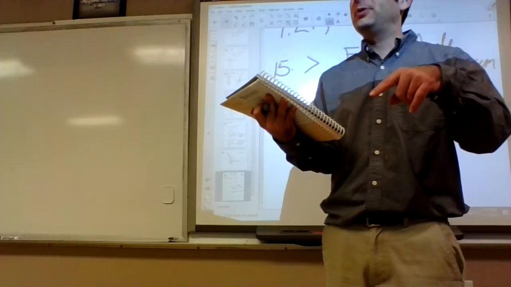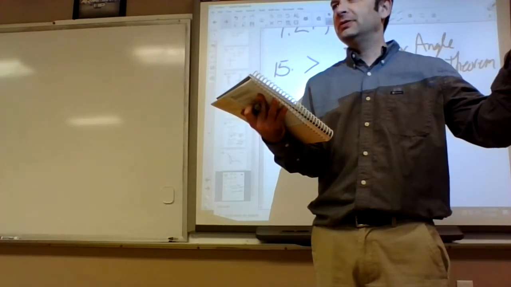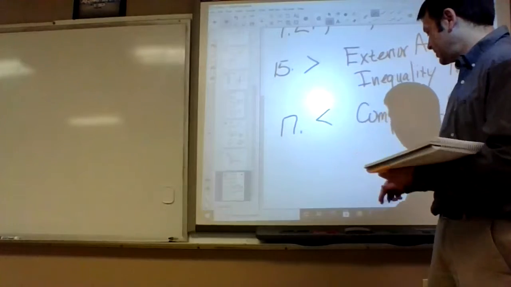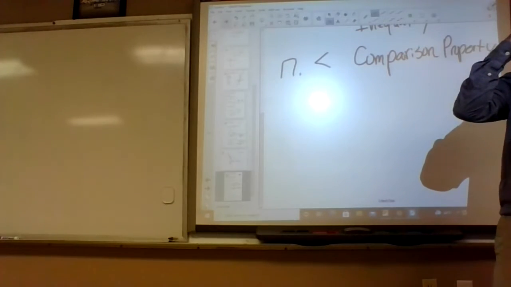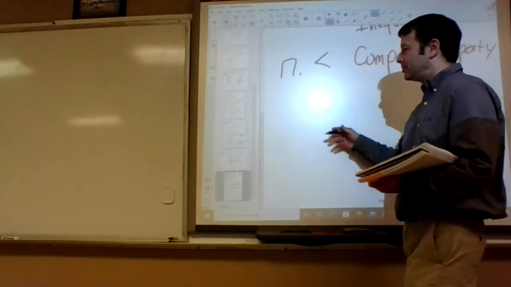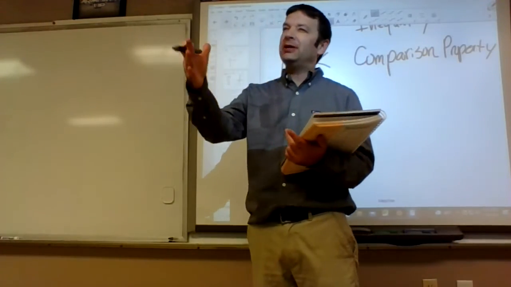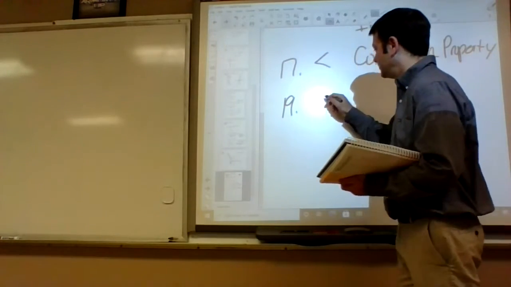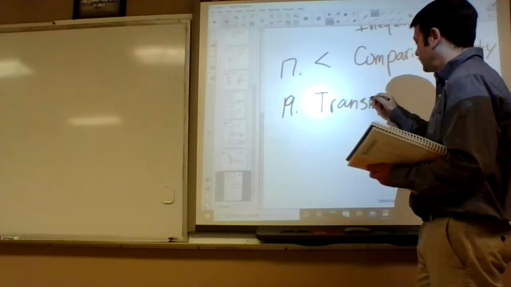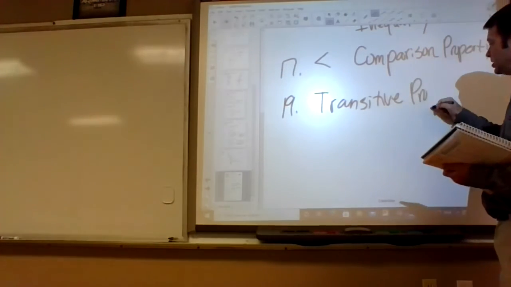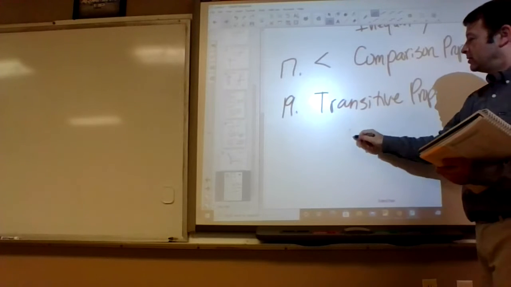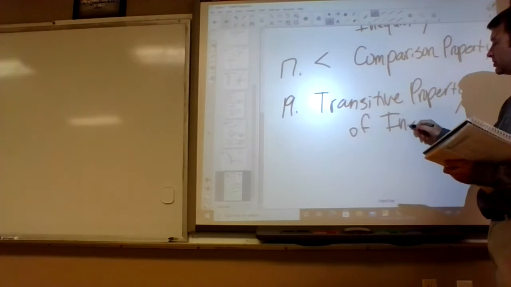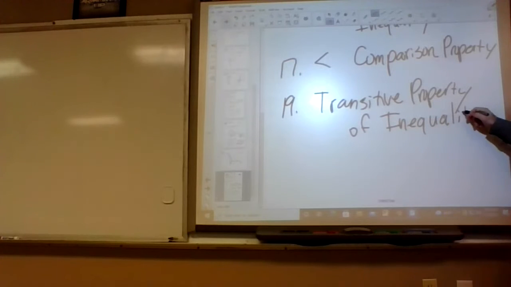You guys remember transitive property? A equals B, B equals C, then A equals C. Same thing, but this time, instead of the transitive property of equality, it's the transitive property of inequality, because if A is bigger than B and B is bigger than C, then A is bigger than C. So it's transitive property of inequality. In the past it's been equals, not less than or greater than. Now it's less than or greater than, so it's inequality.